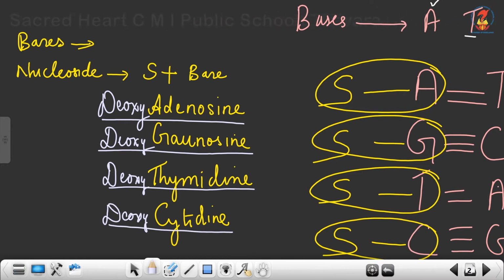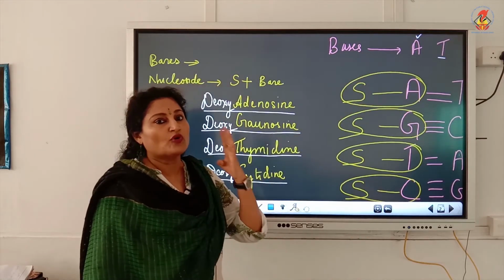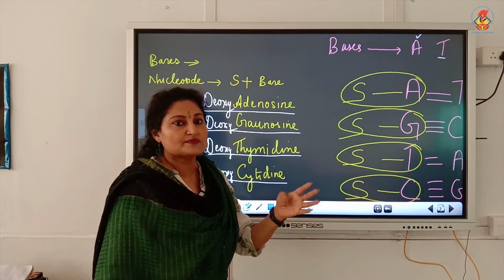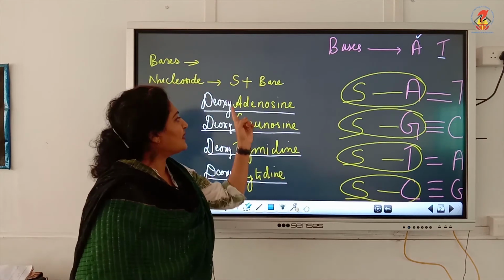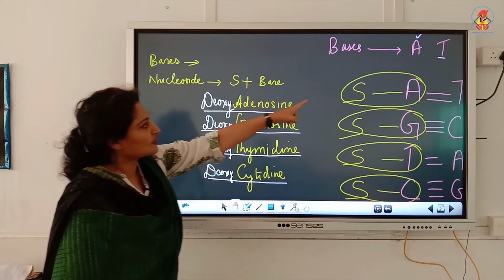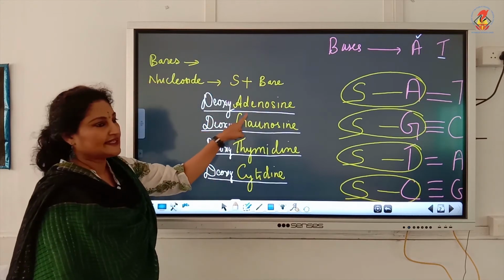So once again, what is a nucleoside? The component of the nucleoside is base plus sugar, or base connected with sugar forms a nucleoside. So there are how many nucleosides? There will be 4 nucleosides. Why 4 nucleosides? Because there are 4 bases. When adenine becomes a part of the nucleoside, it is called deoxyadenosine.